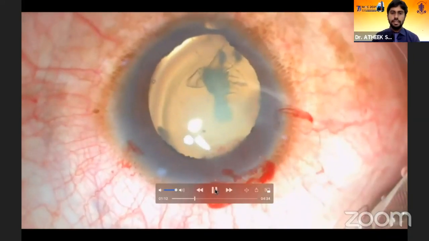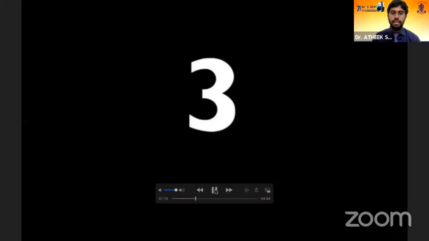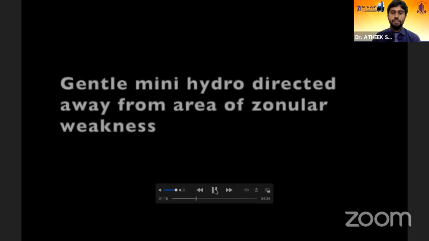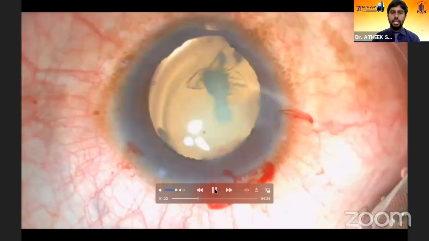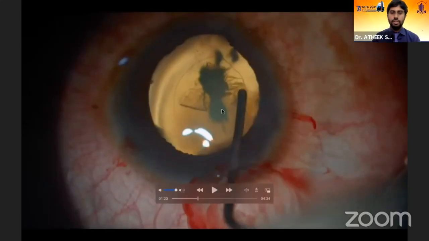Once you get the rhexis, the third point I would like to tell is that doing a hydro, we should be very, very, very cautious. We need to do gentle mini hydrodissection at multiple points and not look to get one full wave from end to end. And the site of doing the hydro is also important. As you see here, the defect is here. We are trying to do a hydro here so that the wave can come up to here.